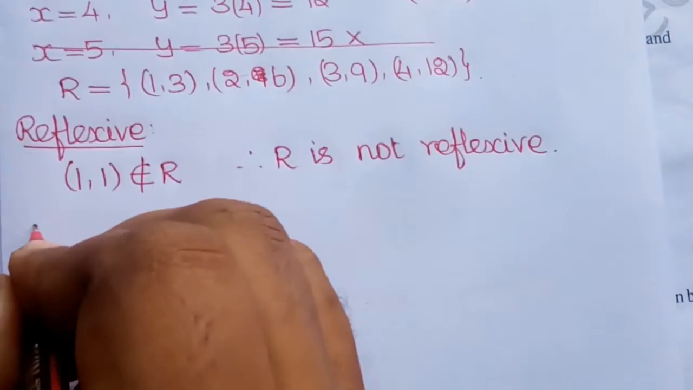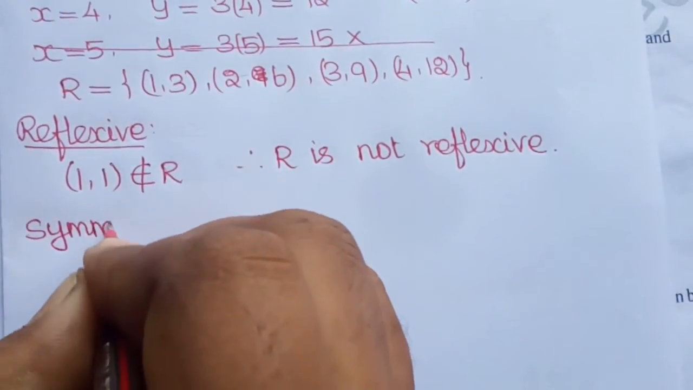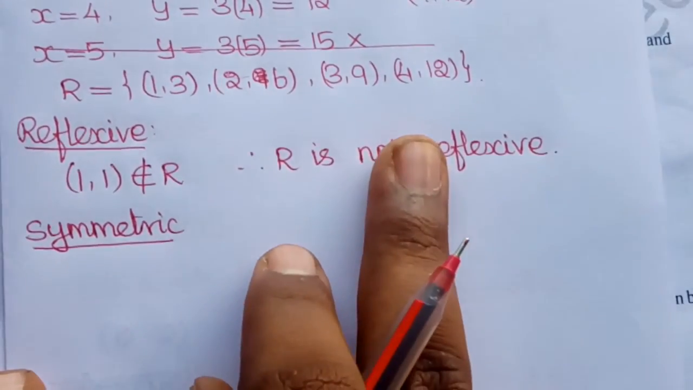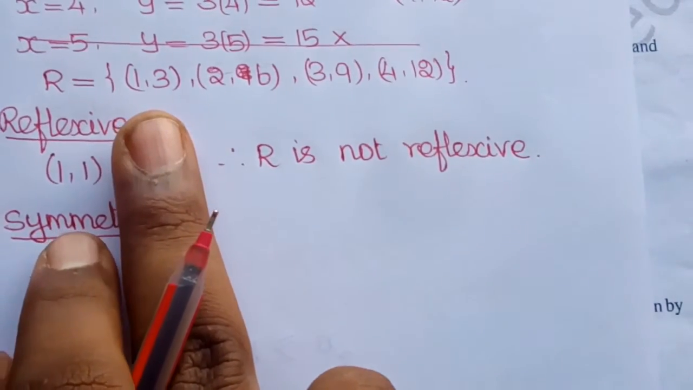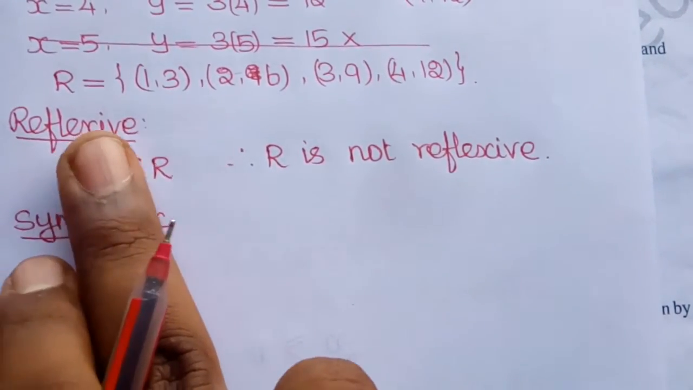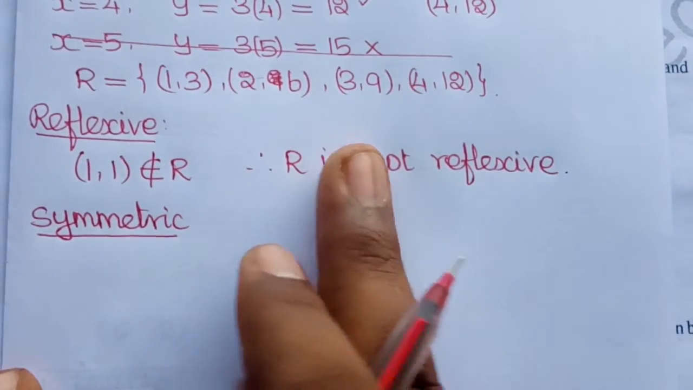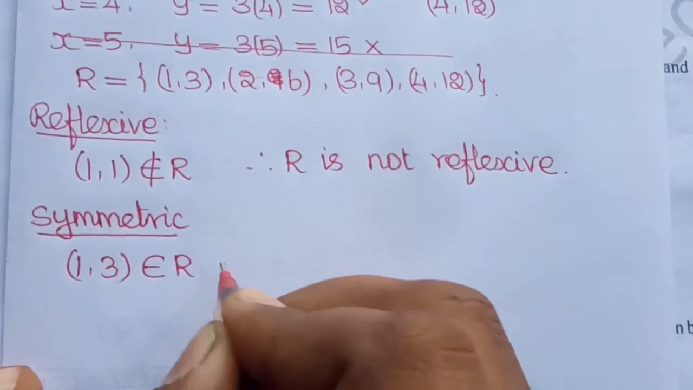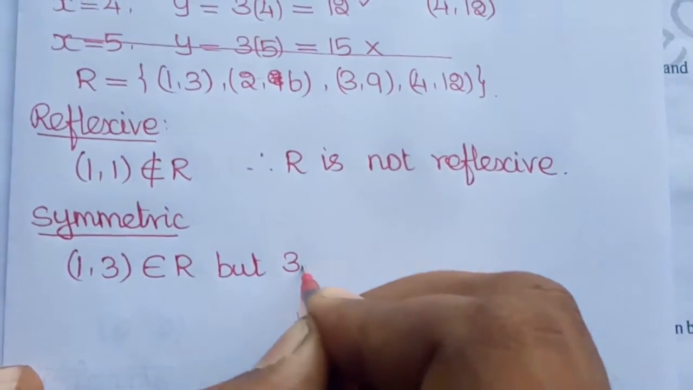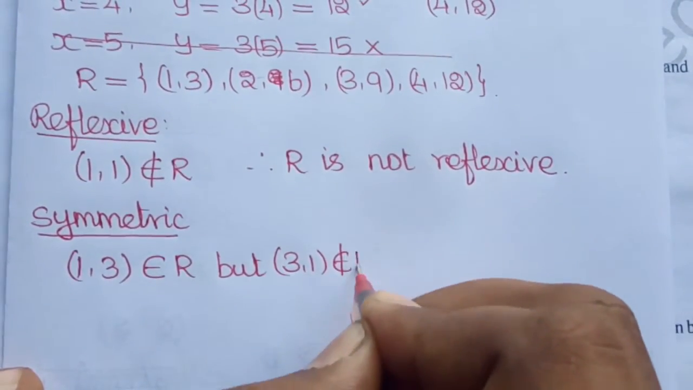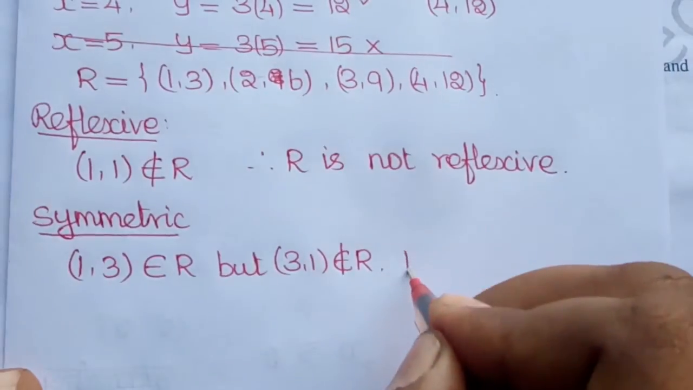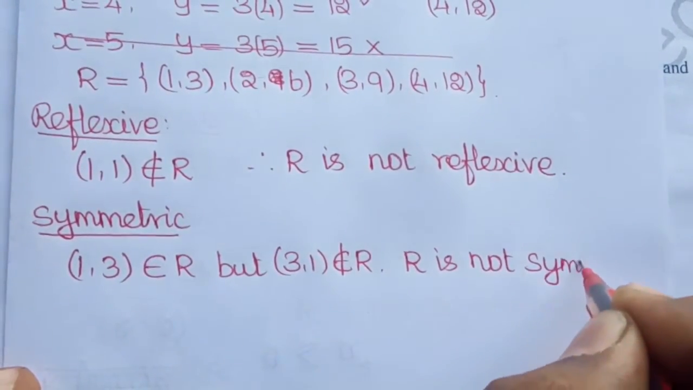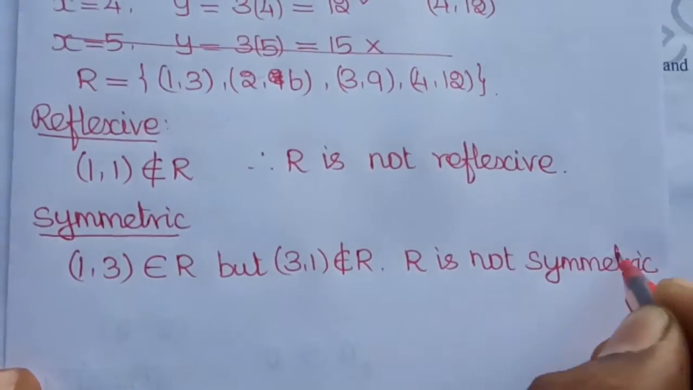The next is symmetric. Symmetric means the reverse pair is also there. Here (1, 3) is there, but the reverse, (3, 1), is not there. So (1, 3) belongs to R, but (3, 1) does not belong to R. So R is not symmetric.